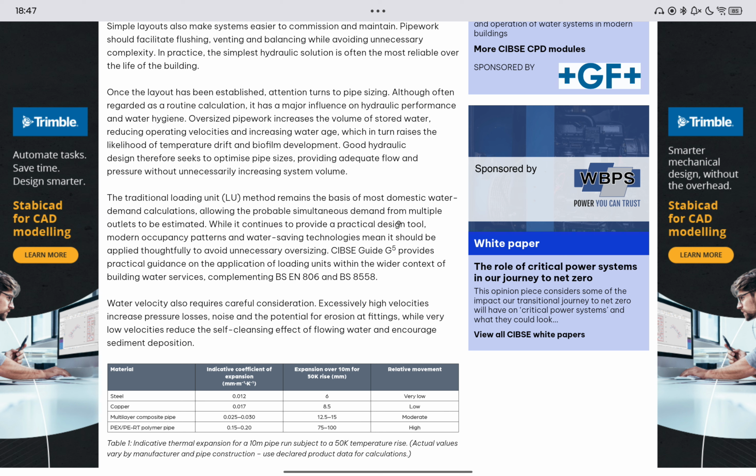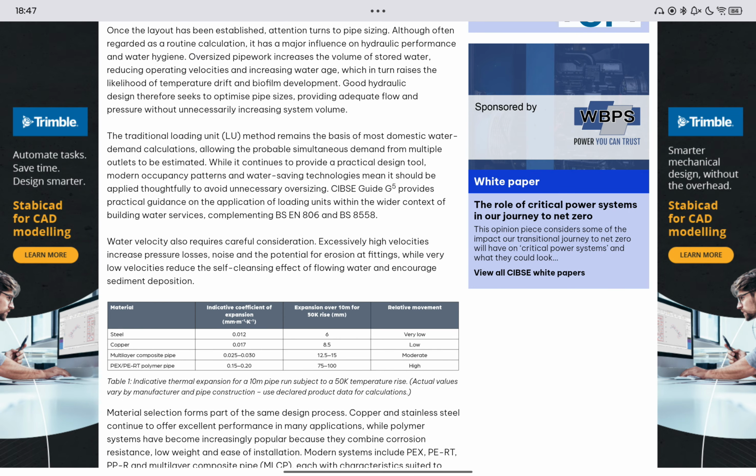Good hydraulic design therefore seeks to optimize pipe sizes, providing adequate flow and pressure without unnecessarily increasing system volume. The traditional loading unit, or LU, method remains the basis of most domestic water demand calculations, allowing the probable simultaneous demand from multiple outlets to be estimated. While it continues to provide a practical design tool, modern occupancy patterns and water-saving technologies mean it should be applied thoughtfully to avoid unnecessary oversizing.